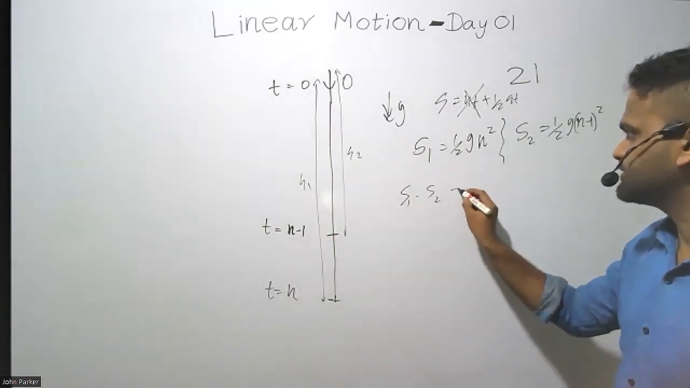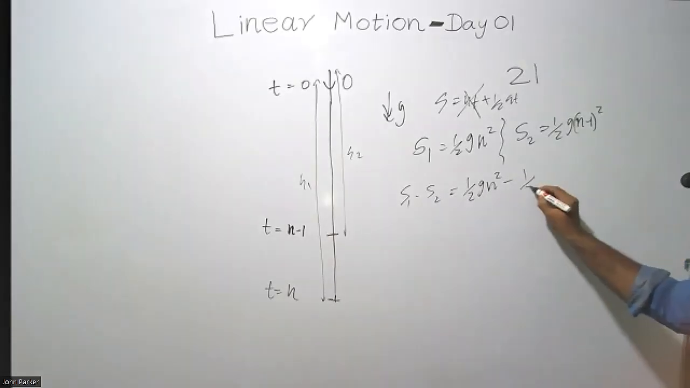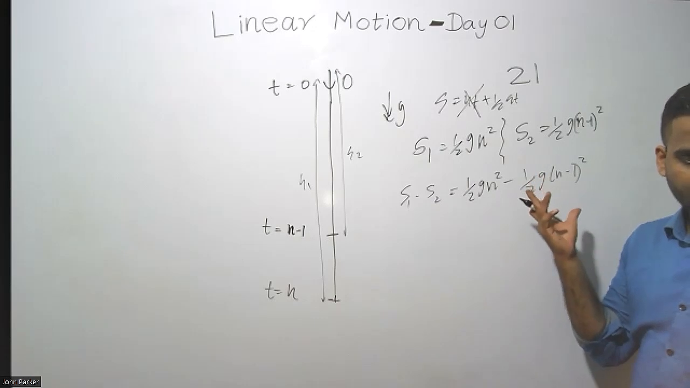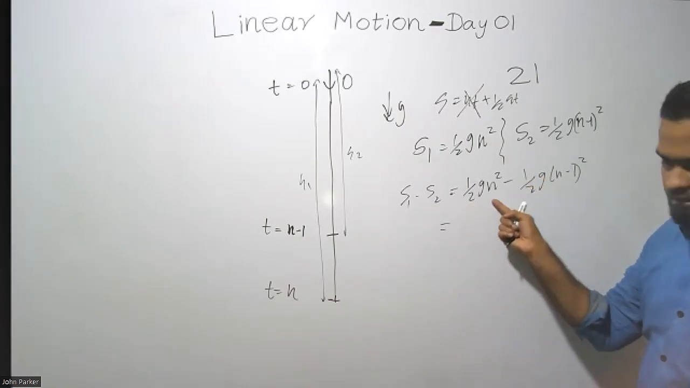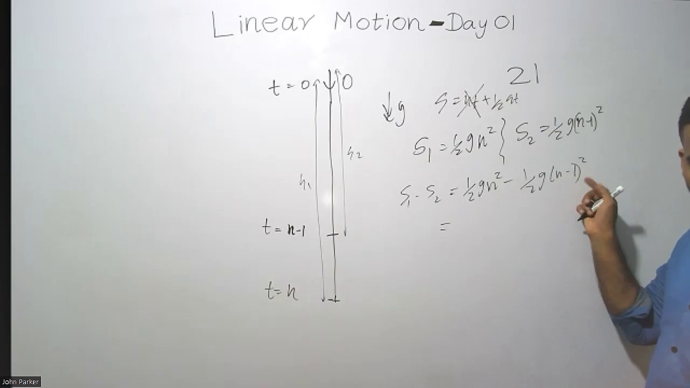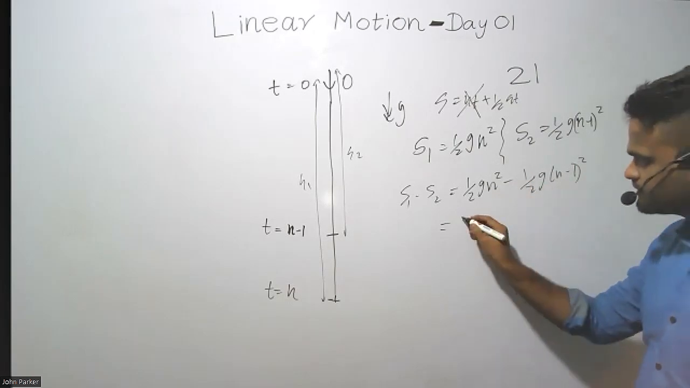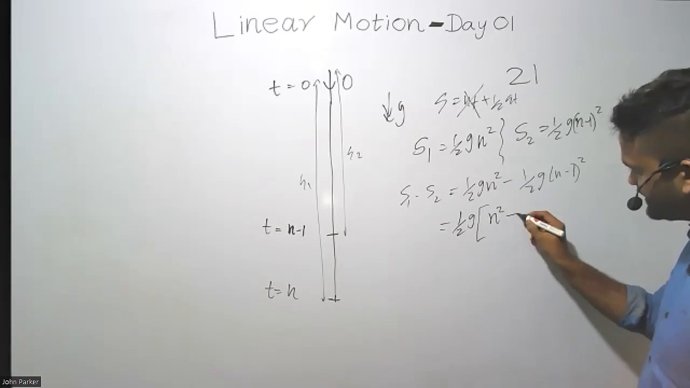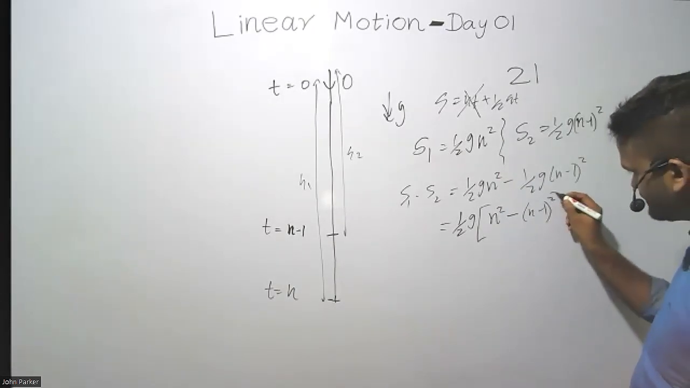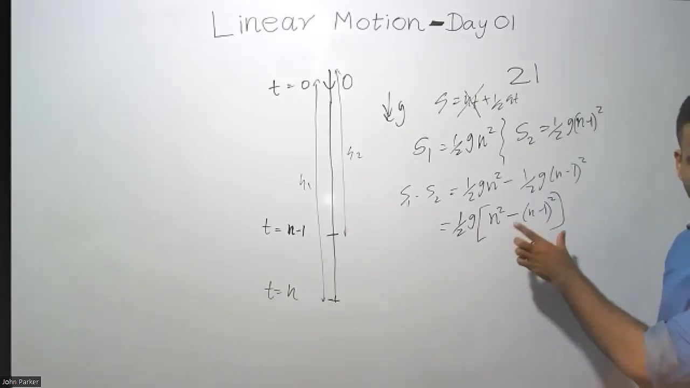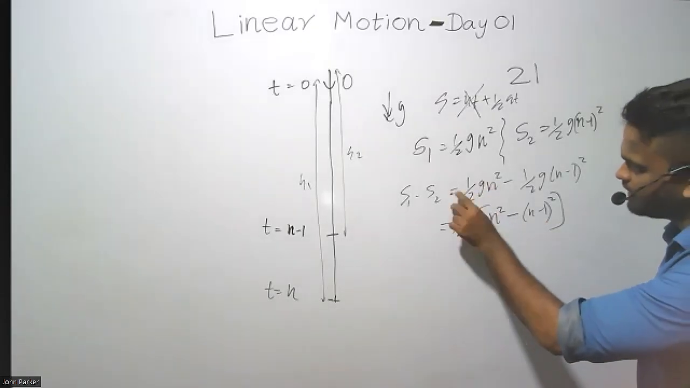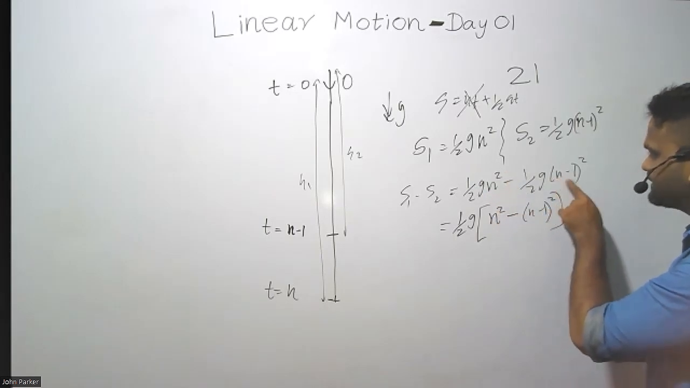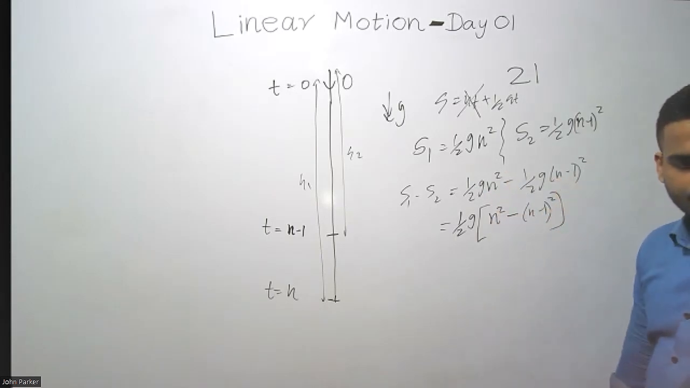We need S1 minus S2: half G n squared minus half G (n minus 1) squared. So I have to simplify this. This is one term, this is another term, so you can take half G out. Inside the brackets, n squared minus (n minus 1) squared. Understood the calculation? When you take half G out from each term, what is remaining is n squared minus (n minus 1) squared.